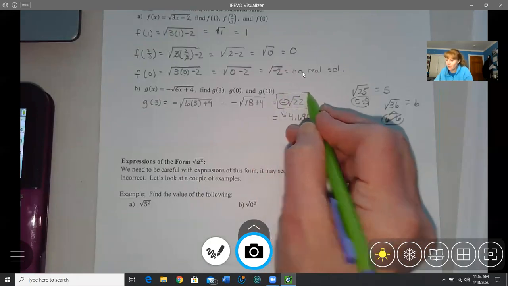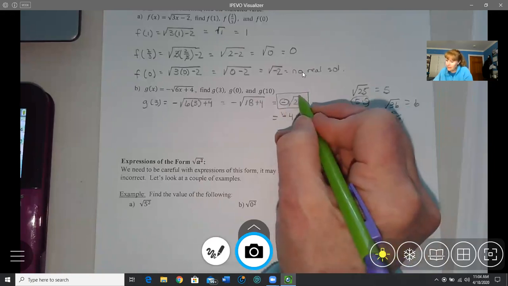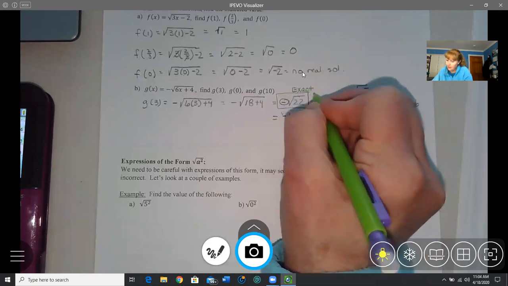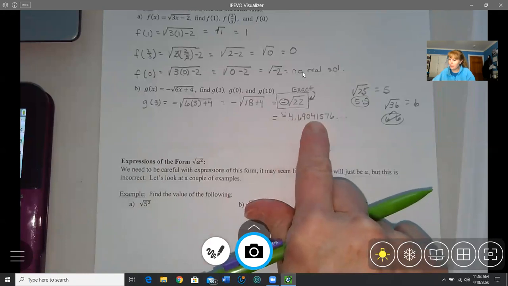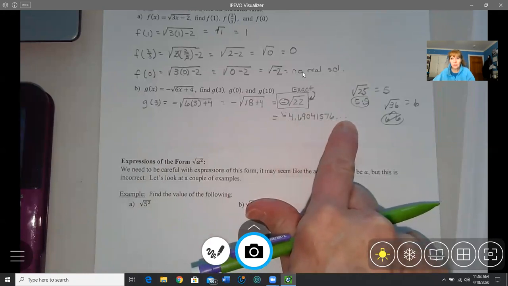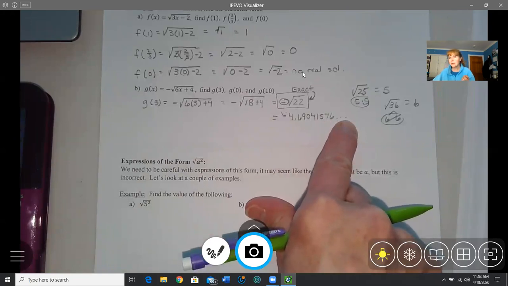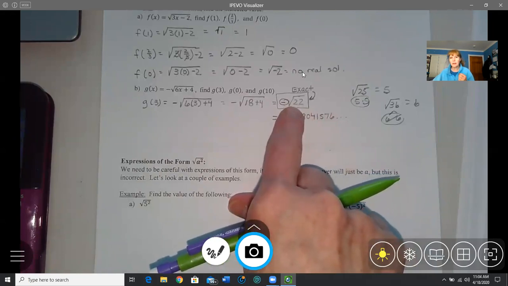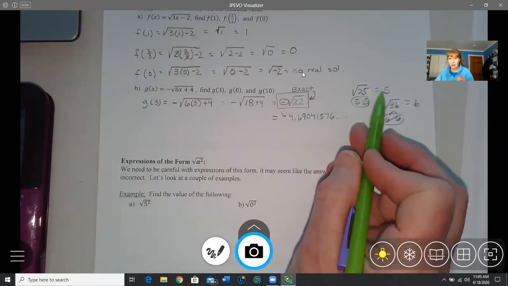How do you know whether or not you should round it off or if you should leave it? If they say the word exact, you leave it. This is not exact because it keeps going, it never stops, and there's no way for you to write it all down. It's irrational. So when they want an exact answer, you leave it as a square root of 22, because we don't have 2 of something in order to come out.